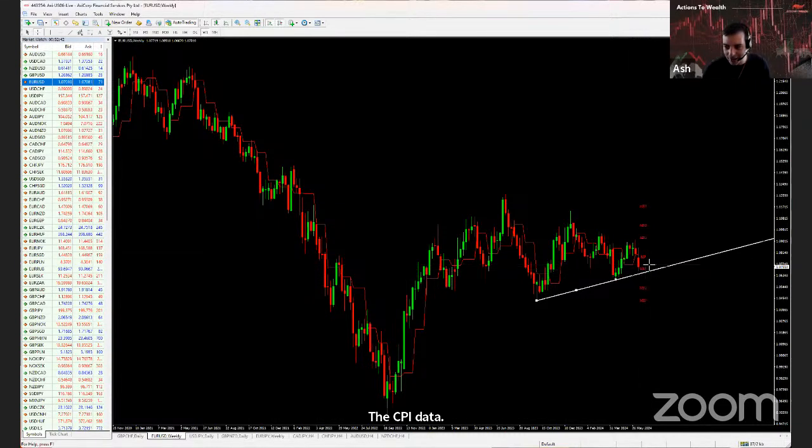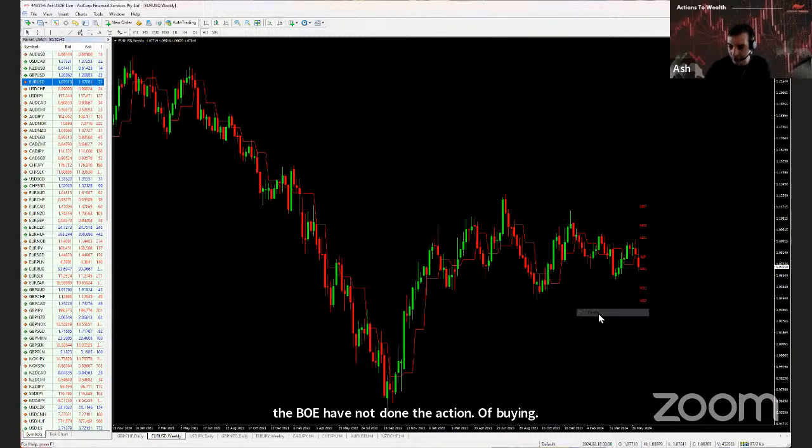is a bit tricky because they've already lowered interest rates before negative CPI. So negative CPI could come out, but the market might buy this up because they're saying, well, they've already done their action. I think the pound is different because the BOE have not done the action of lowering interest rates. So that's what I'm looking at this week, really.